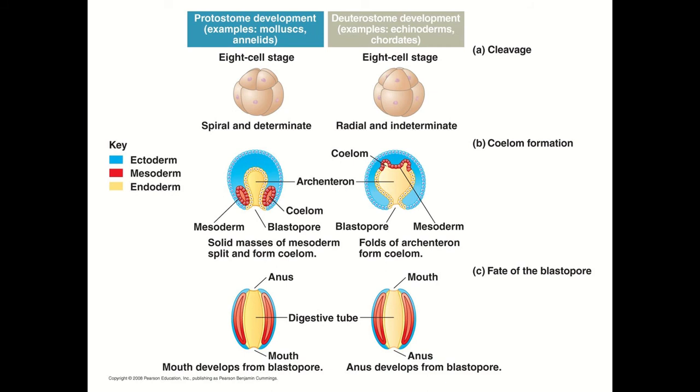As you can see over here, these are the differences between the protostome group and the deuterostome group. First look at the cleavage: protostome is spiral cleavage, meanwhile deuterostome is radial cleavage. How about the coelom formation? In protostomes the mesoderm splits to form the coelom. Meanwhile, in deuterostomes, they do not split; however, they fold to form the coelom. The first blastopore in protostomes will produce the mouth, and meanwhile the first blastopore in deuterostomes will form the anus.